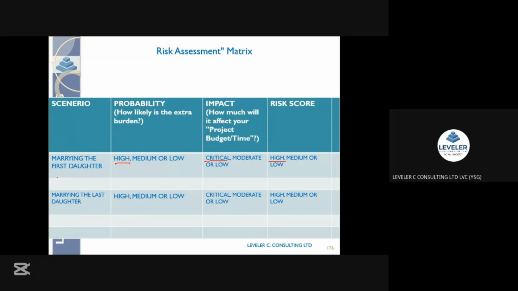All right, let's look at the second scenario, marrying the last daughter. How likely is the extra burden? Is it going to be high, medium, or low? How low is the extra burden? Very low, because there's every possibility that the first daughter has married, so she can share knowledge with the last daughter of how she can save cost. Maybe, for example, our wedding gown, she can just give it to her younger sister to use. How much will it affect your project budget and time? Is it going to be critical, moderate, or low?